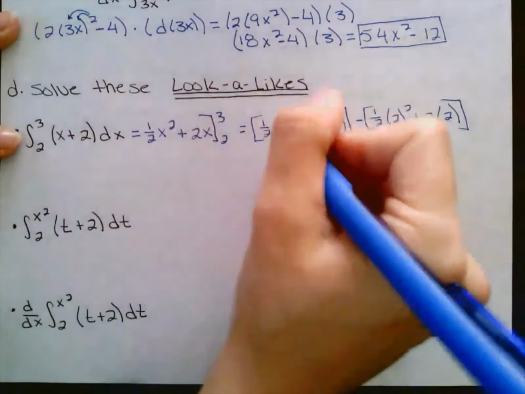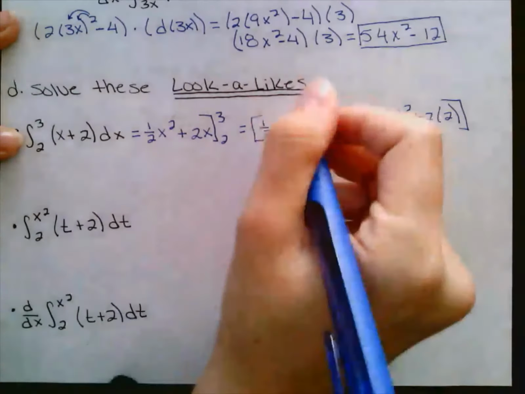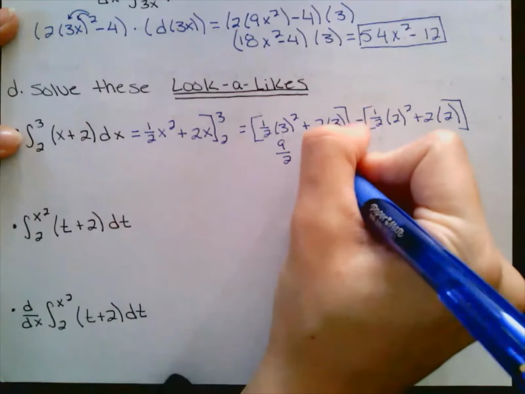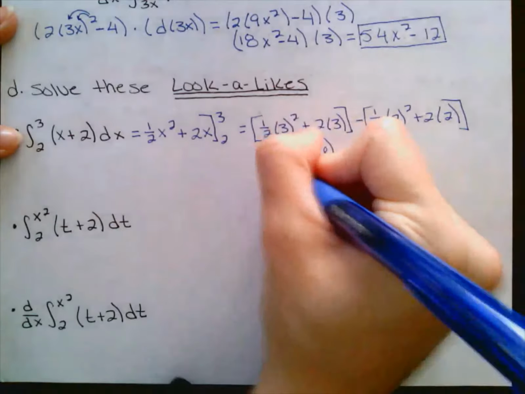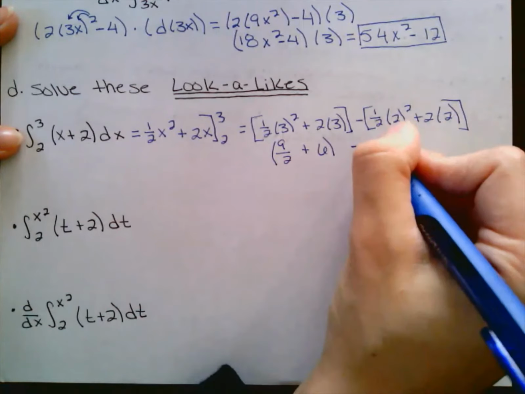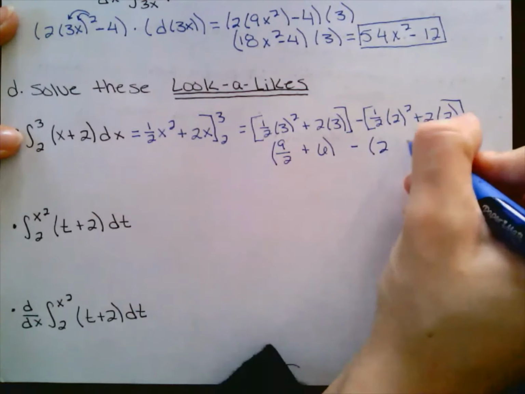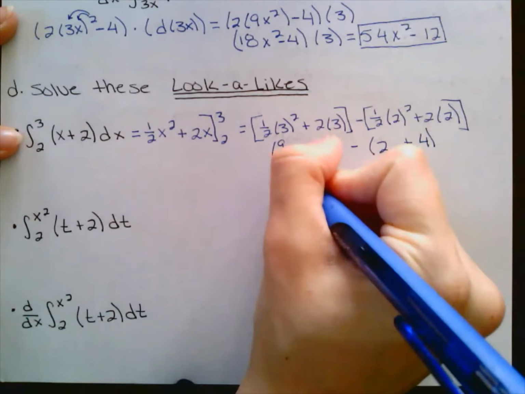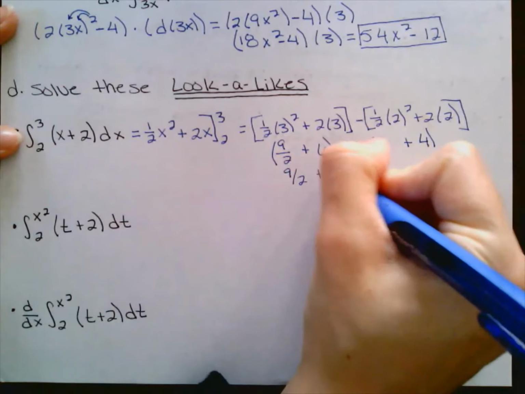When I clean this, 3 squared over 2, I have 9 over 2 plus 2 times 3 is 6, minus 2 squared is 4 divided by 2 is 2. 2 times 2 is 4. I get 9 over 2 plus 6.